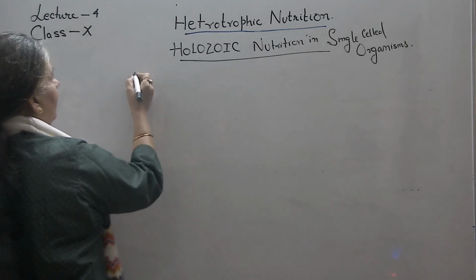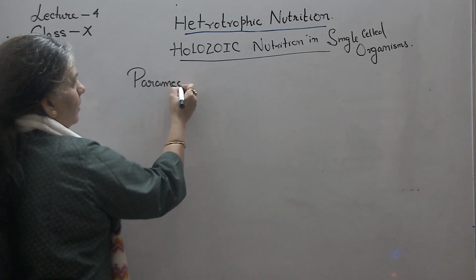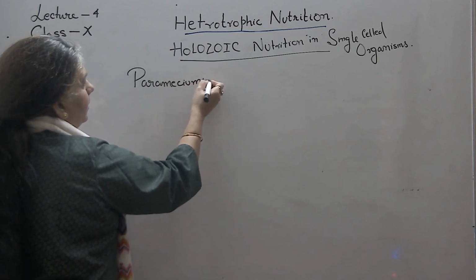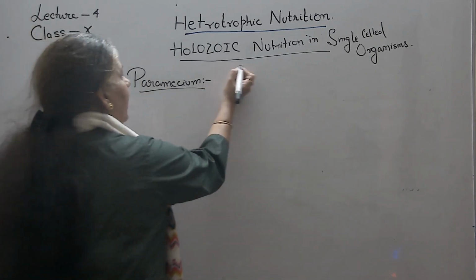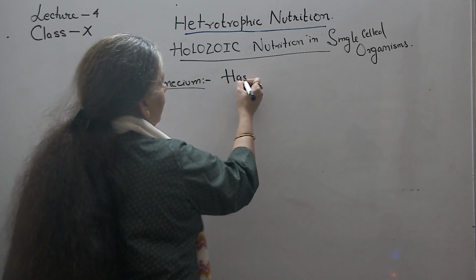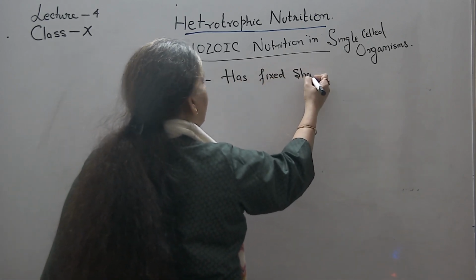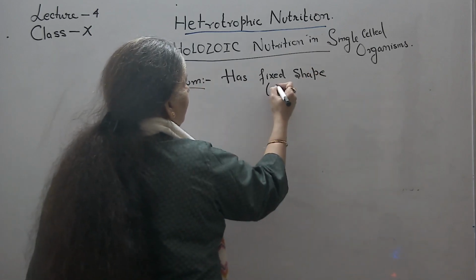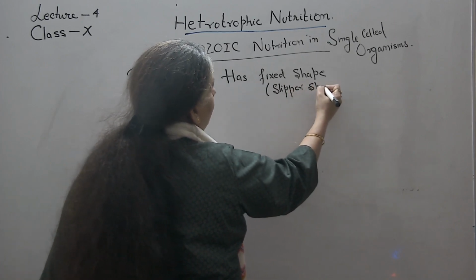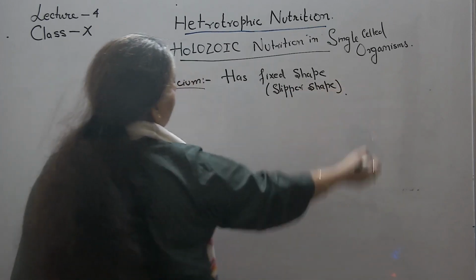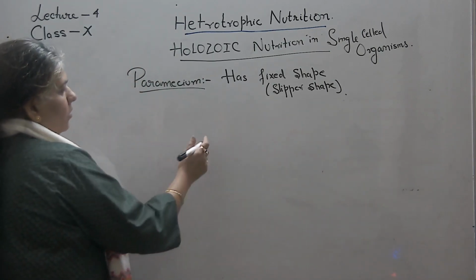Next is paramecium. I'll draw its structure since it is not given in the NCERT book. The paramecium has a fixed shape. It is called slipper shaped. Slippers are footwear. So let's see how it looks.